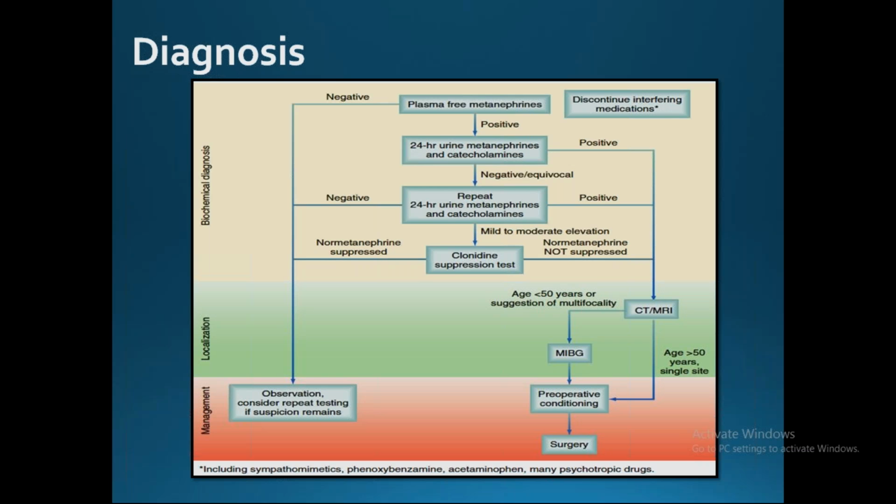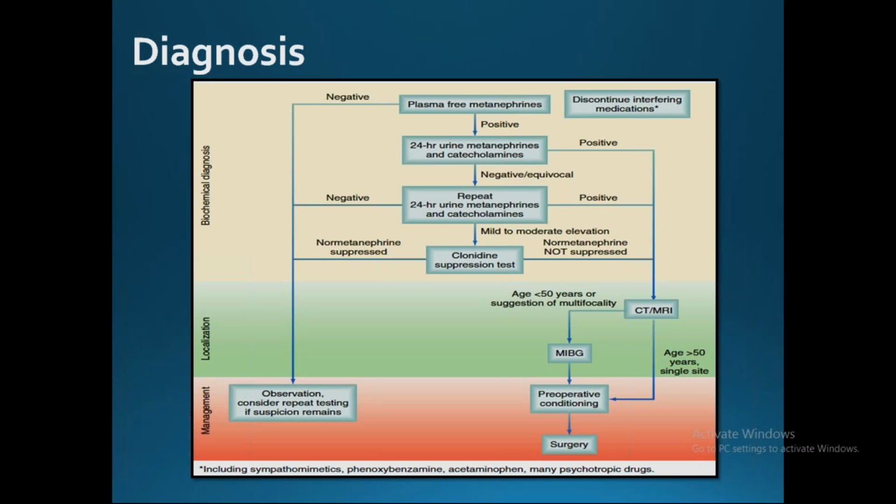CT or MRI you have to do because you have to know the extent, and as I told you, 10% are extra-adrenal. So you have to find out those tumors also. For that, you go for meta-iodo-benzyl-guanidine scanning, MIBG scanning, to identify multifocality.